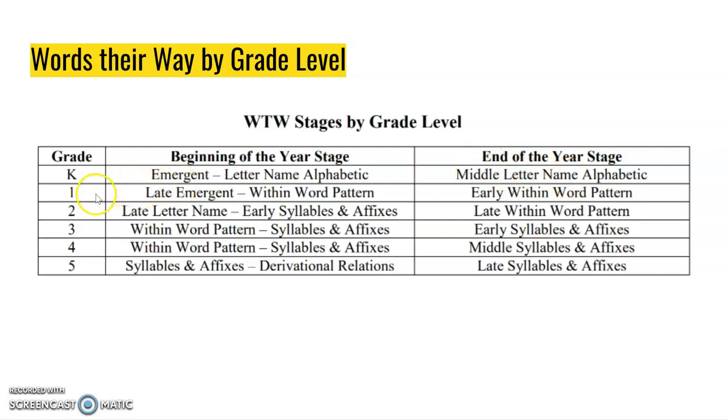A first grade student might start off at the late emergent and work their way up to early within. A second grade student might start off at late letter name and work their way to late within word pattern. A third grade student could start off at the within word pattern and work their way to the early syllables and affixes. A fourth grade student can also start off at the within word pattern and work their way to the middle syllables and affixes. Lastly, fifth grade can start off at the syllables and affixes and work their way to late syllables and affixes, and or hopefully the derivational relations stage.